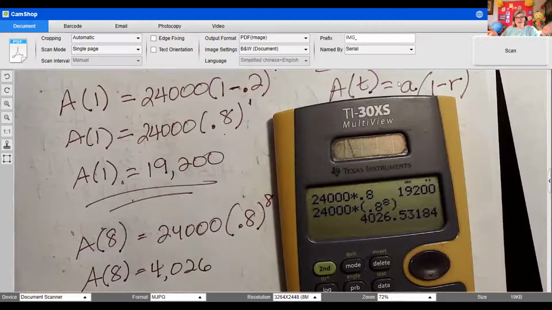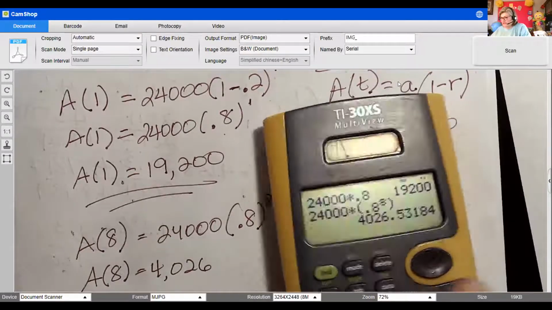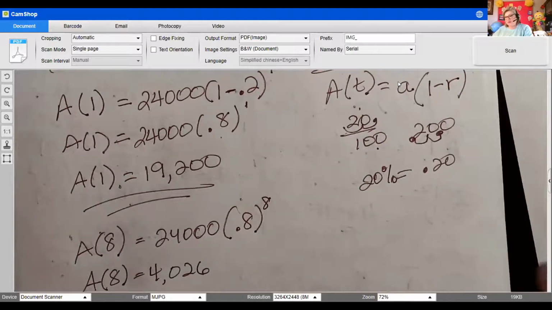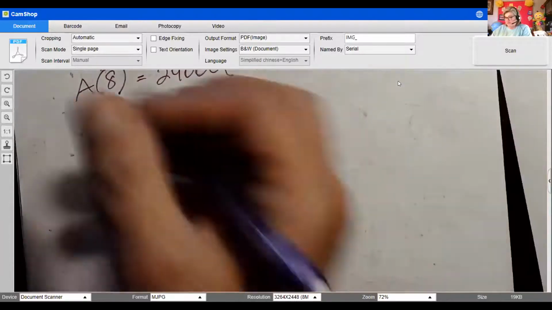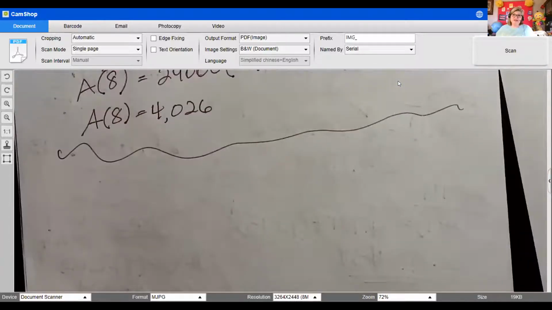So there you go. That is a decay model, and there's all kinds of uses for this decay model. Now, as promised, I do want to do one real world scenario that, even as a high school student, you might be interested in, and it is going back to the growth model.